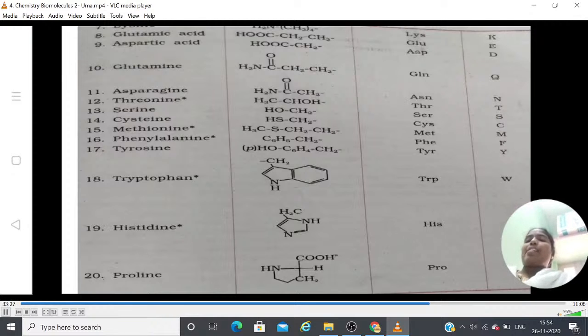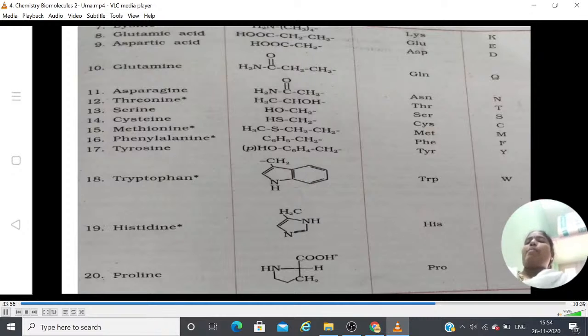Okay, next, methionine. Methionine is also one of the essential amino acids. In methionine, the alkyl group is CH3S, CH3, CH2, and a sulfide group is present. The 3 letter symbol of methionine is MET, and the code letter is M.